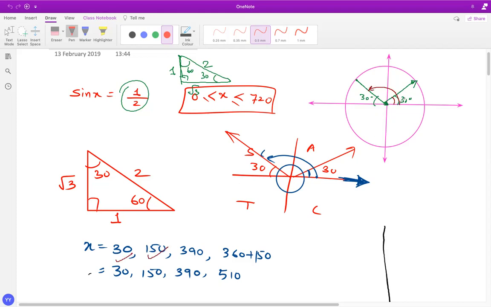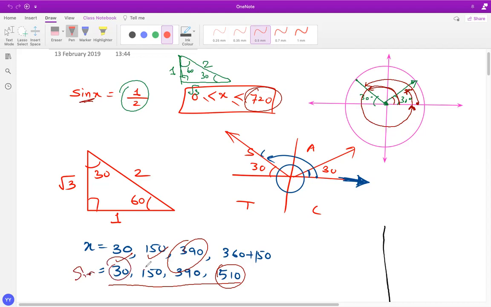Now if you take one entire rotation, there are only two angles. Now you're here at 360. Now to get the next angles once again, because I have to go till 720, I'll take 360 plus 30, which is 390. And next is 360 plus 150, which is 510. So these are the possible angles. When I find the sine ratios of these angles, sine 30 is half, sine 150 is half, sine 390 is half, sine 510 is half. So this is a basic example.